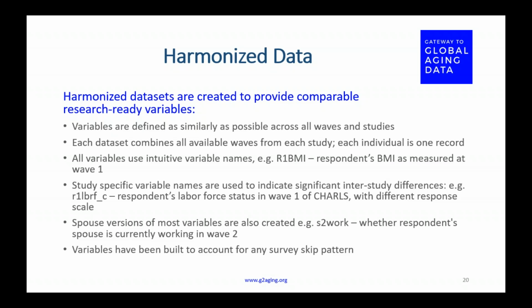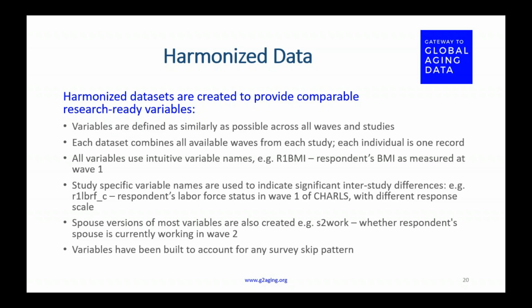And how we make this fat file is we use an intuitive variable naming convention, which was actually developed by the RAND Corporation, who built the RAND HRS. So for instance, a variable like R1BMI is the respondent's BMI measured at wave 1. And then because this is a fat file, we would have a variable like R2BMI, which would be the respondent's BMI as measured at wave 2.